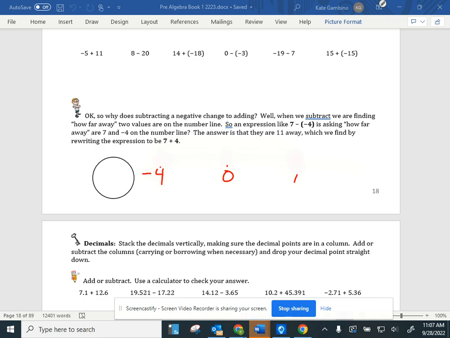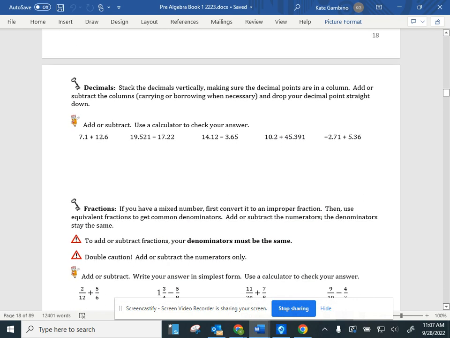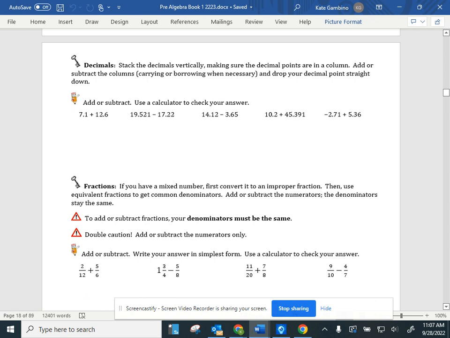Now let's look at our second page. Decimals. Stack the decimals vertically, making sure the decimal points are in a column. Add or subtract the columns, carrying or borrowing when necessary, and drop your decimal point straight down. So, first thing first, line up your decimal points. Super important. Always, always, always line up your decimal points.